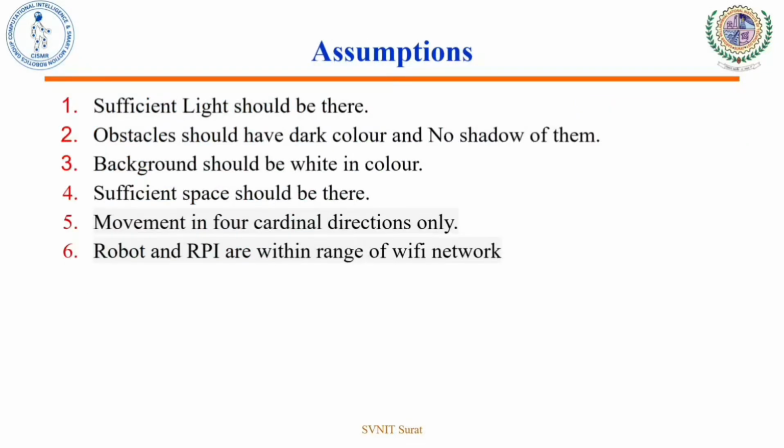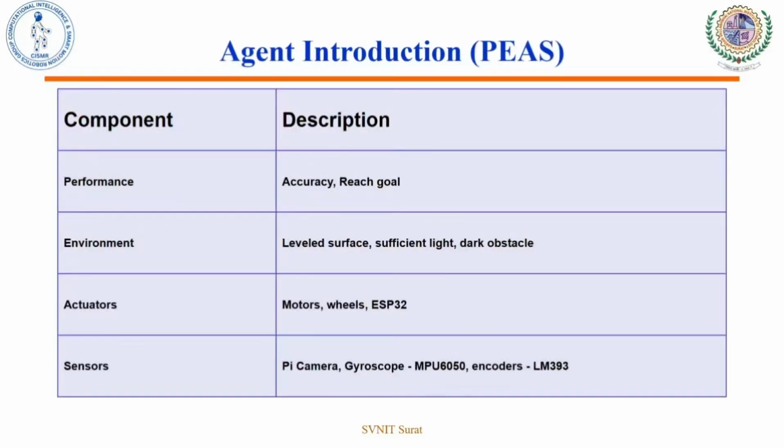These are the assumptions that we are taking into consideration: there should be sufficient light in the environment, obstacles should have a dark color and no shadow, the background should be plain, sufficient space should be there, and our robot moves in only 4 cardinal directions.